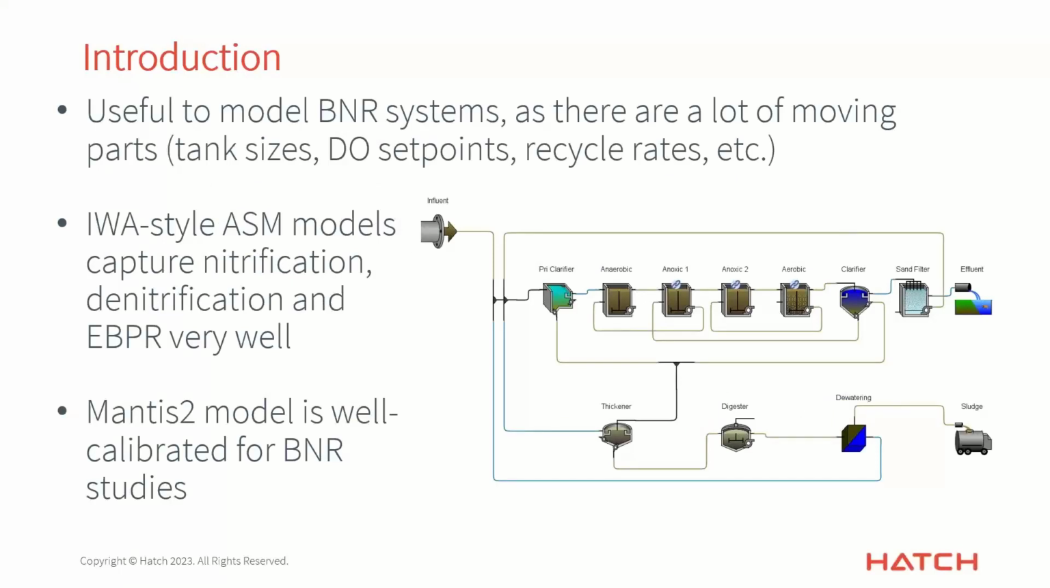Now, it's really useful to model these BNR systems because they have a lot of degrees of freedom. There's a lot of moving parts in this kind of thing. You might have 3, 4, or 5 different reactors in series, and they might have a bunch of internal recycles. They all have their own DO settings, and the relative sizes of the anaerobic, anoxic, and aerobic zones and so on are very important in the design. So there's a lot of things to be considered, and having a model allows you to investigate those things very easily.